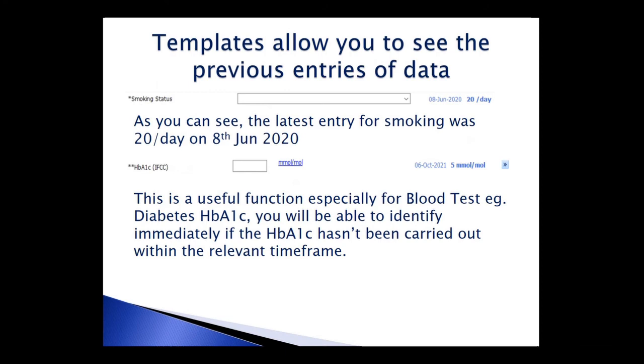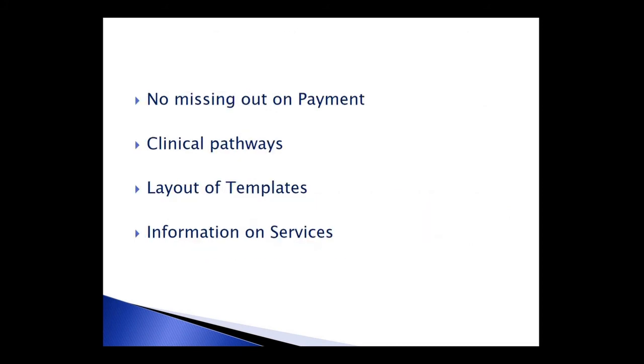The template allows you to see the previous entry of data. As my colleague Tracy already mentioned, you can see here this patient on the smoking, their last smoking status was the 8th of June 2020. This is also a very good function for blood tests. For this example, I picked the HbA1c, and again you can see this was last done on the 6th of October, and this allows you to see if it's been done in the relevant time frame. So no missing out on payment.